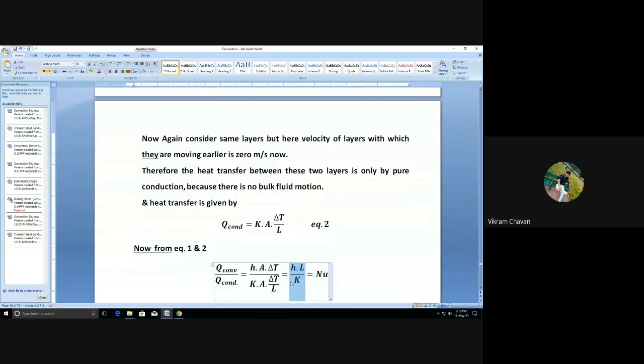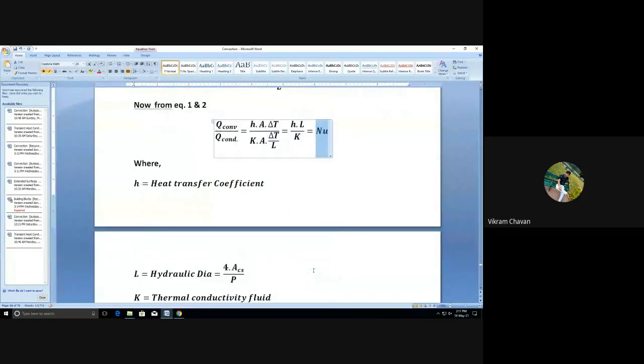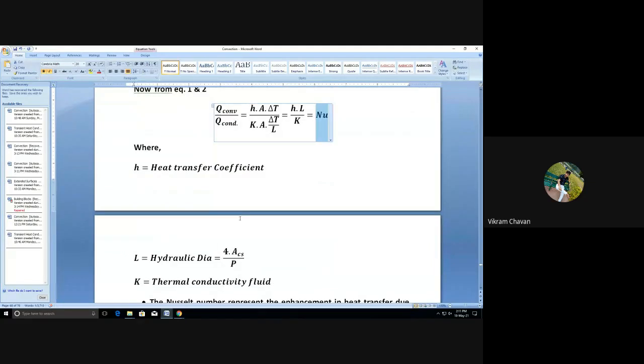So this particular formula is the Nusselt number, the ratio of convection heat transfer to conduction heat transfer in the fluid. The Nusselt number is formulated as HL divided by K, where H is the heat transfer coefficient and L is the hydraulic diameter. In the previous lecture we discussed how to determine the hydraulic diameter or characteristic length in a fluid flow, which is 4 multiplied by the cross-section area A_CS divided by the wetted perimeter P.